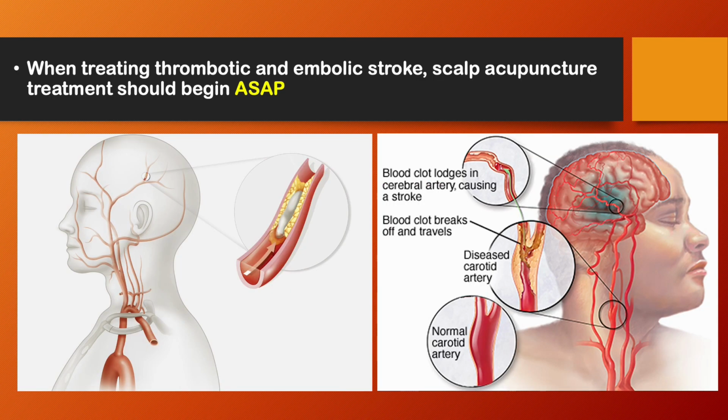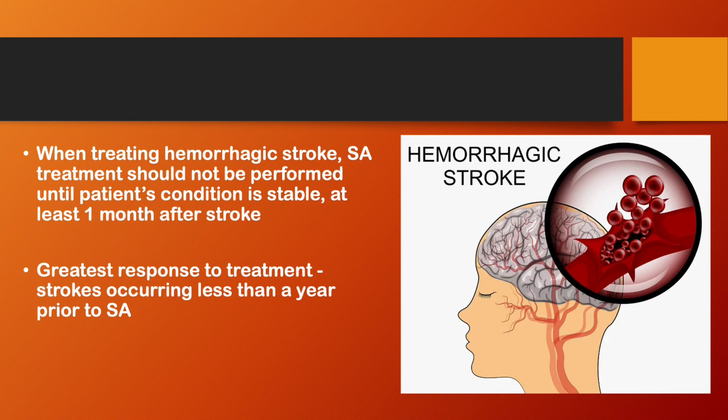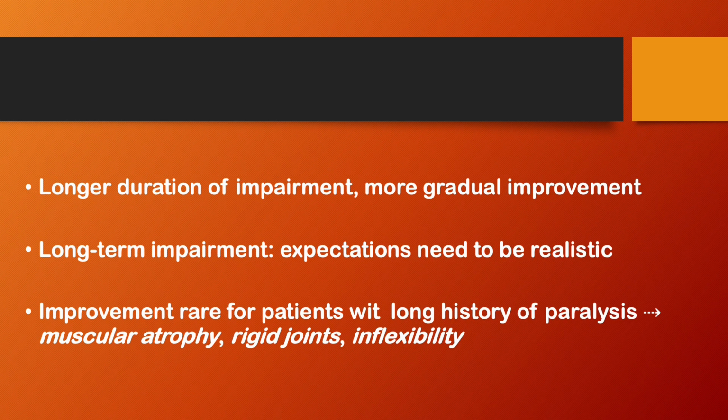When treating thrombotic and embolic stroke, scalp acupuncture treatment should begin as soon as possible. When treating hemorrhagic stroke, scalp acupuncture treatment should not be performed until the patient's condition is stable, at least 1 month after the stroke. Greatest response to treatment will be for strokes occurring less than a year prior to scalp acupuncture. The longer the duration of the impairment, the more gradual the improvement will be. With long-term impairment, expectations need to be realistic, although some patients will occasionally surprise practitioners.